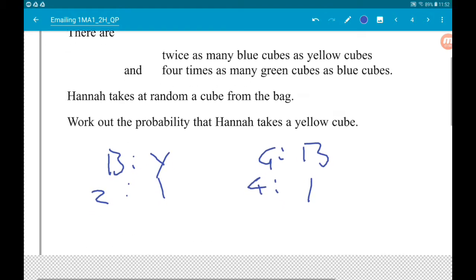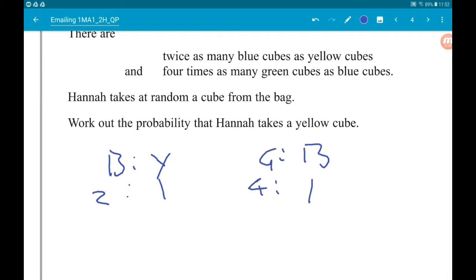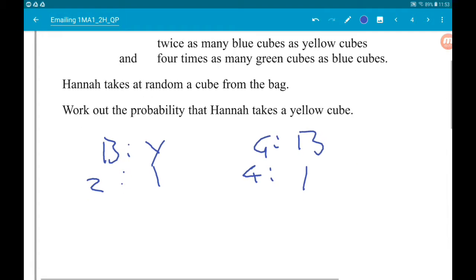Now the trick to combining ratios, and I have a video on this, it'll be down below, is to make the common part of the ratios the same number. So here our common part is blue. Now in the left hand ratio the blue part is 2. In the right hand ratio the blue part is 1. Now we can turn 1 into 2 by multiplying by 2. So for the right hand ratio we're now going to write that as 8 to 2.